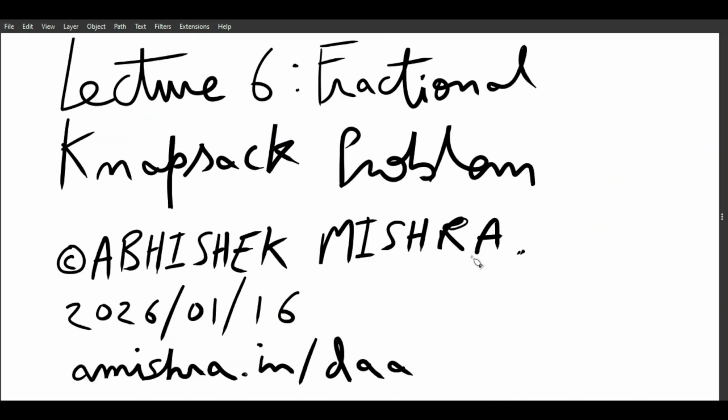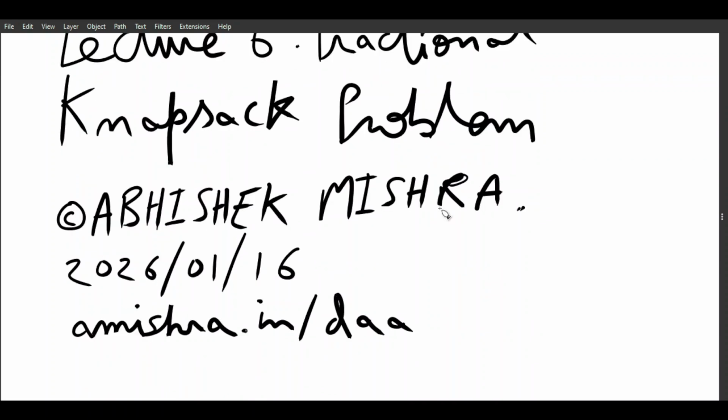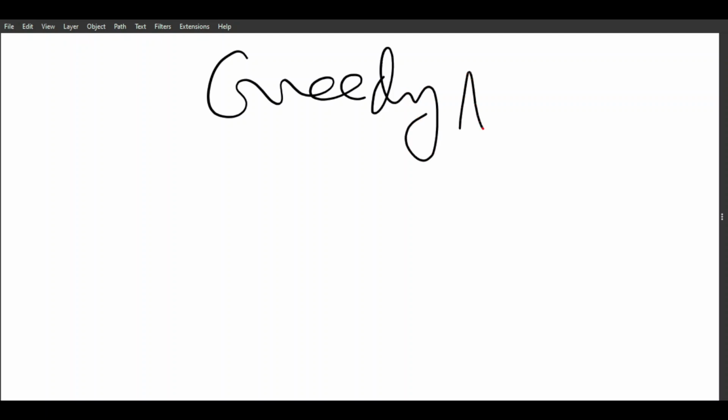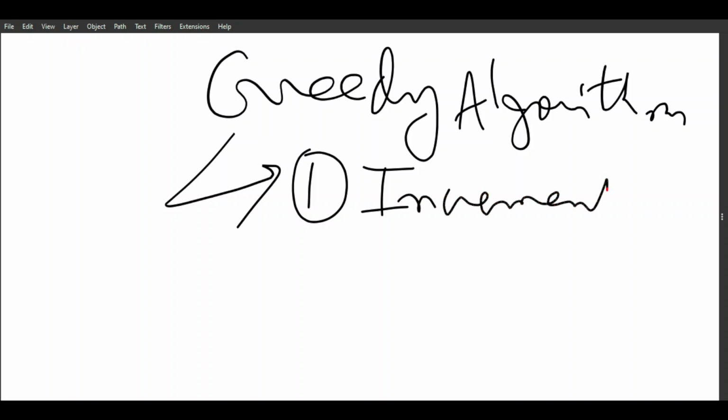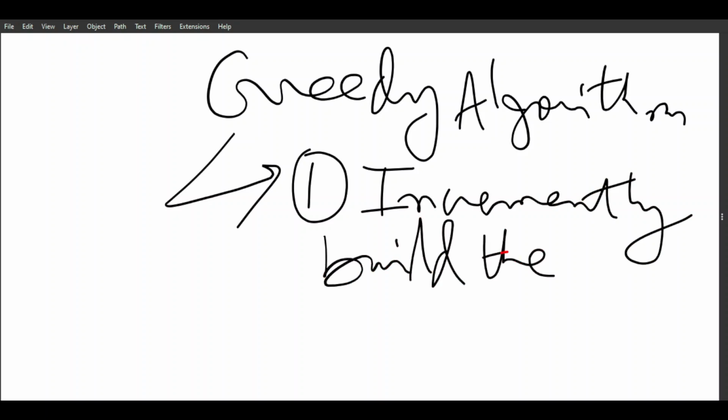So today we'll study our first problem for which we design a greedy algorithm, the fractional knapsack problem. We'll see how greedy algorithm differs from divide and conquer. So the first thing is we incrementally build the solution.